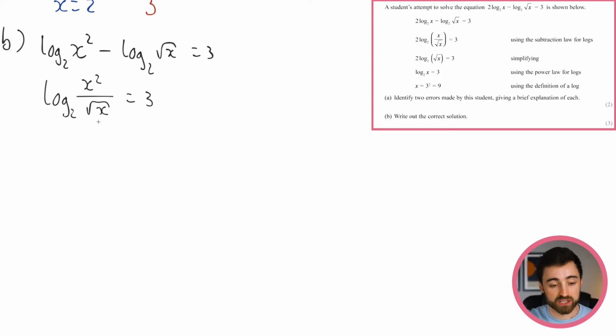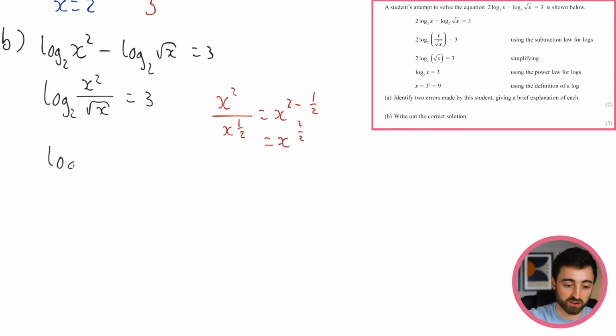Let's simplify. So root x is the same as x to the half. And x squared divided by x to the half, let's write it out here. So I'd have x squared over x to the half, which would equal x to the 2 minus a half, which would equal x to the 3 over 2, right? So this is going to be log base 2, x to the 3 over 2 equals 3.